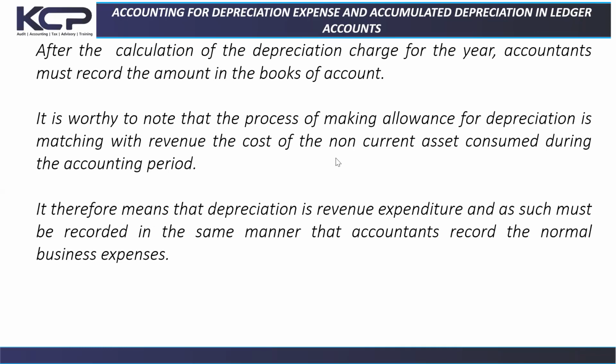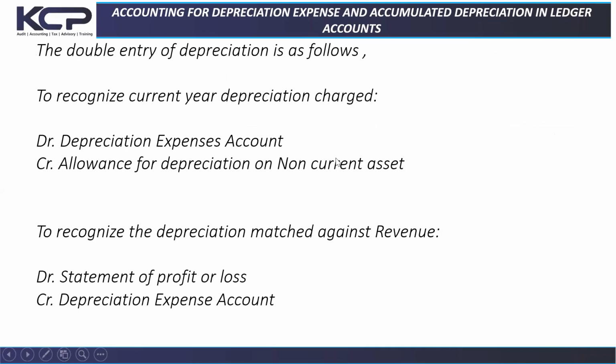So that is why the annual depreciation is usually recognized in the income statement. So the double entry that we have to pass to recognize this is debit depreciation expense account and credit allowance for depreciation. That is the accumulated depreciation, right? That is to recognize the depreciation charge.